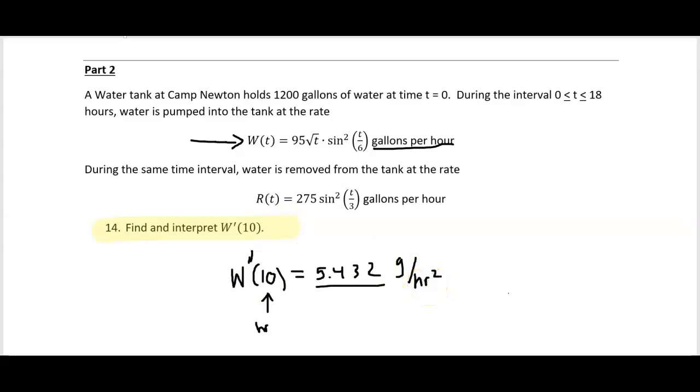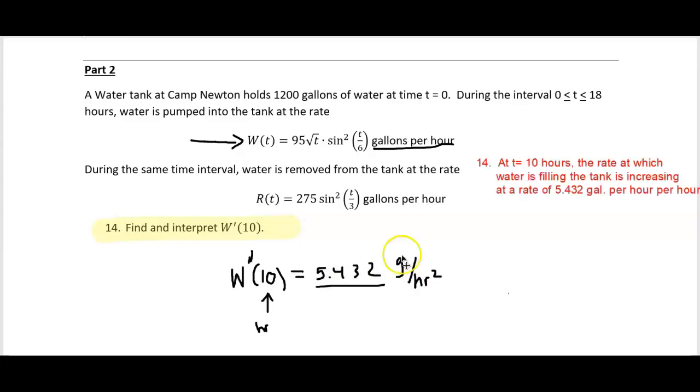It's like the opposite of integrals. When you integrate, you lose a time factor on the bottom. But when you find a derivative, you get a time factor on the bottom. So this is going to be 5.432 gallons per hour squared. Okay, so how would we interpret this? So at t equals 10 hours, the rate at which water is filling the tank, now that's just English for W, because that's what W is.